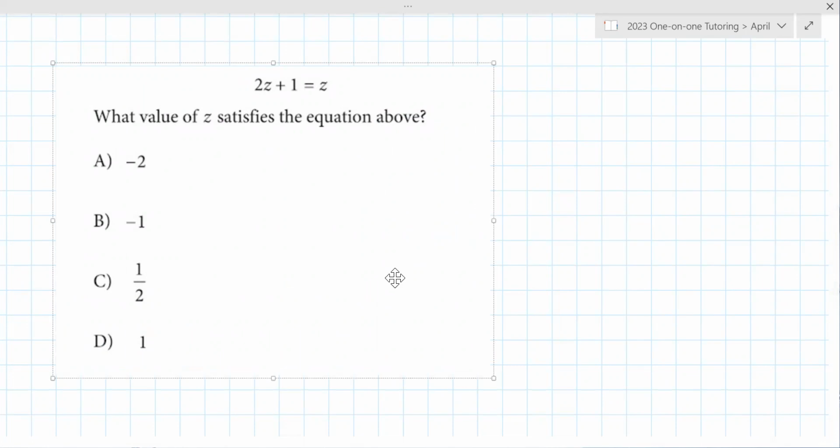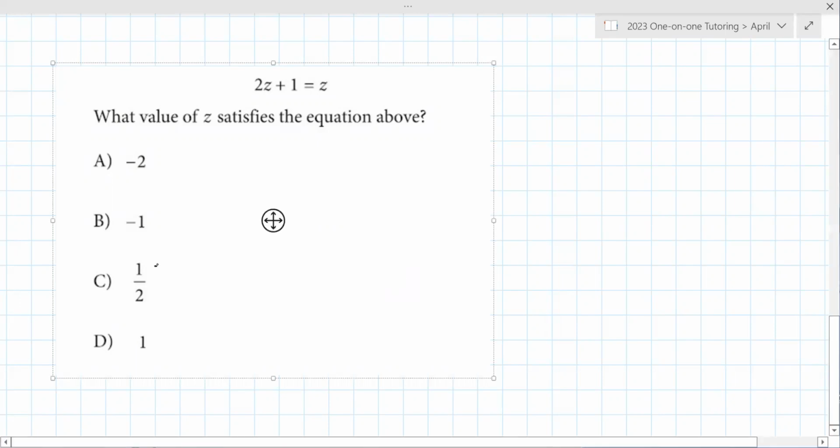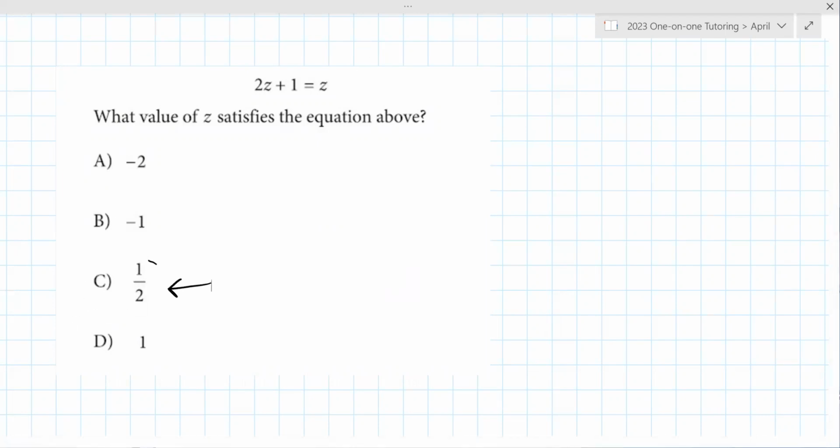All right, so this is more like the first question we did. I recommend, based on what I've heard so far, that you try the answers. And if, for example, let's just say you don't like the fraction, you can try it last. It could be like A, B, D, and then if none of those work, then it must be C. That would be okay too.